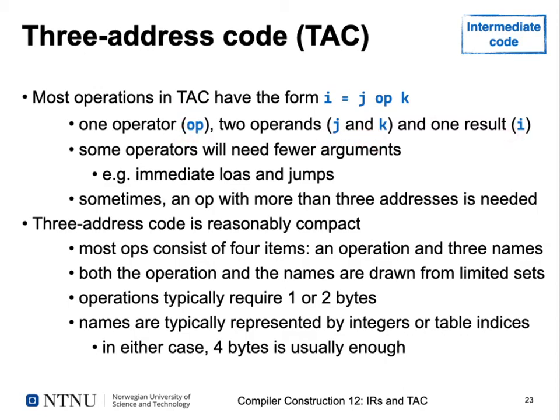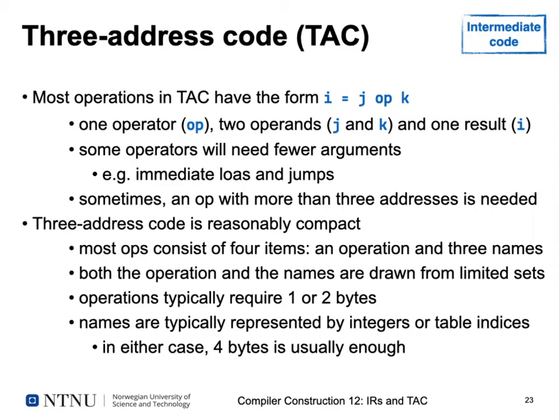Some operators will need fewer arguments, so if we have an immediate load or a jump operation, we only need 1 operand, for example. Sometimes, on the other hand, we need an operand with more than 3 addresses, but this is a detail we don't need to consider here. 3 address code is less compact than the stack machine code, but it's still reasonably compact because most operations are just a 4 tuple, so they consist of 4 items, which means we have to describe an operation and we have to provide 3 names here to describe the complete operation, including the operators and the result.